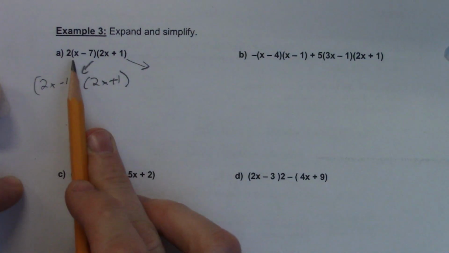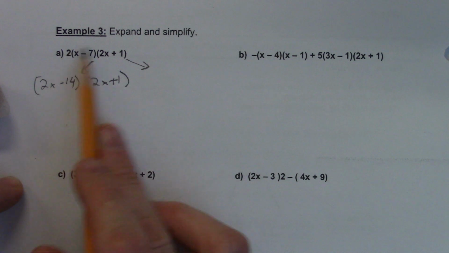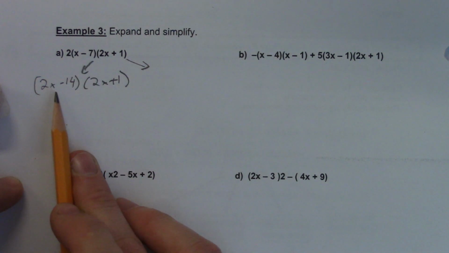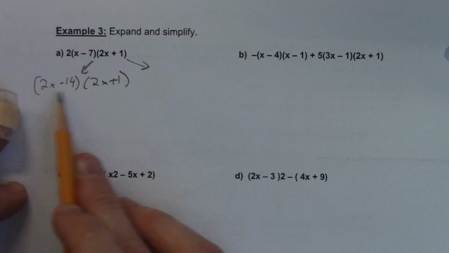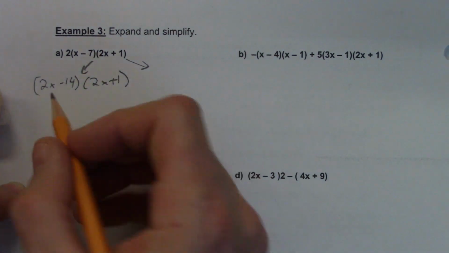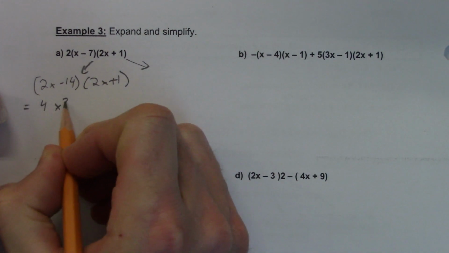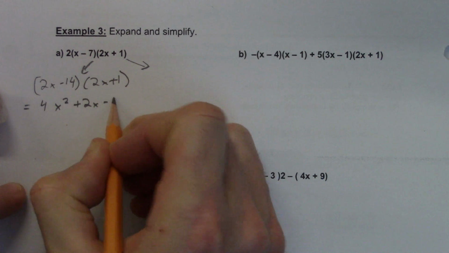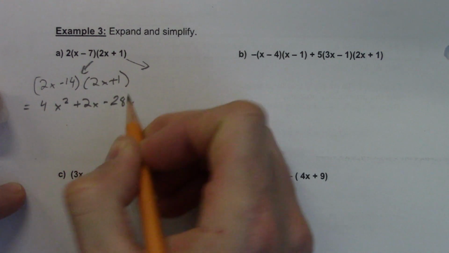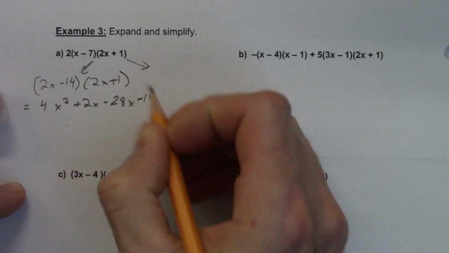Okay, I've combined that 2 and the x minus 7. It's not going to both. It's just going with the first one. Okay, and now I can do my regular FOIL here. So I'm going to get 4x squared plus 2x minus 28x minus 14.